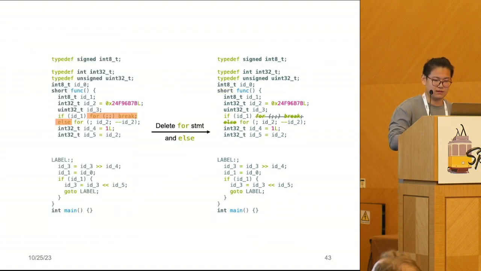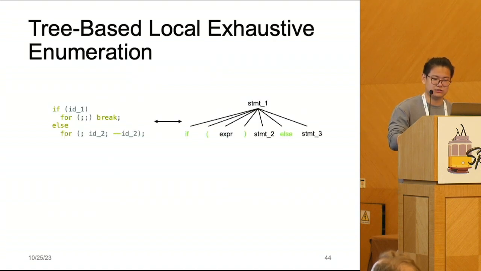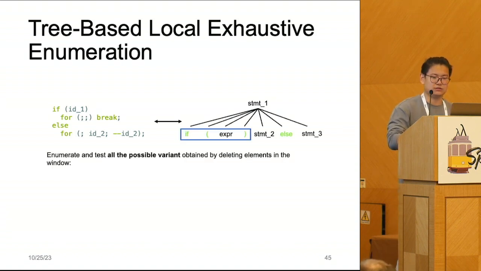And finally, in the previous example, we also found that we can remove the for statement and the keyword else at the same time. To make such reduction possible, we proposed the third auxiliary reducer called tree-based local exhaustive enumeration. So here on the right side, we show the tree structure of this if-else statement. This reducer uses a sliding window with fixed length. We set the default length to 4, and the sliding window will move from left to right and top to bottom in the path tree.